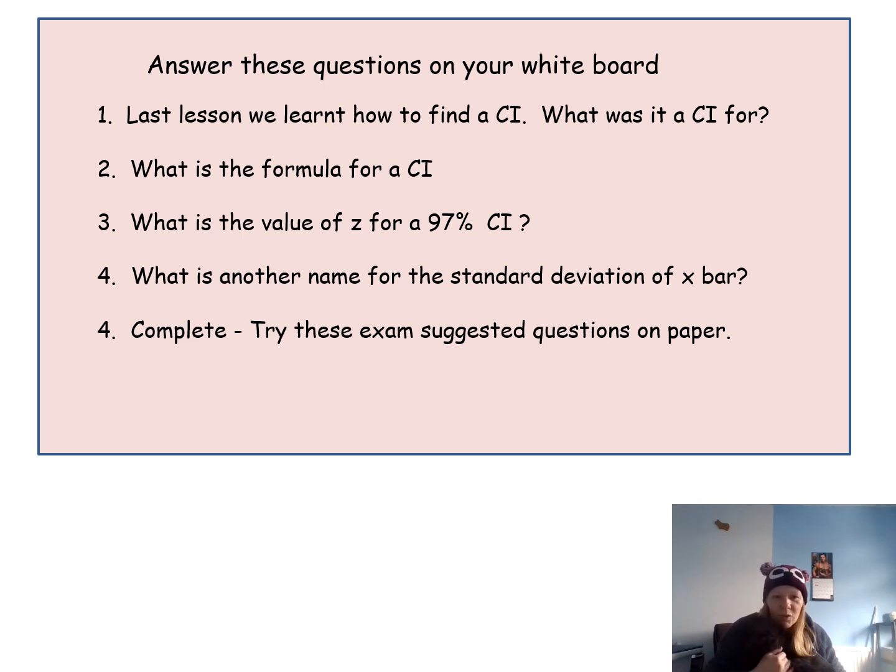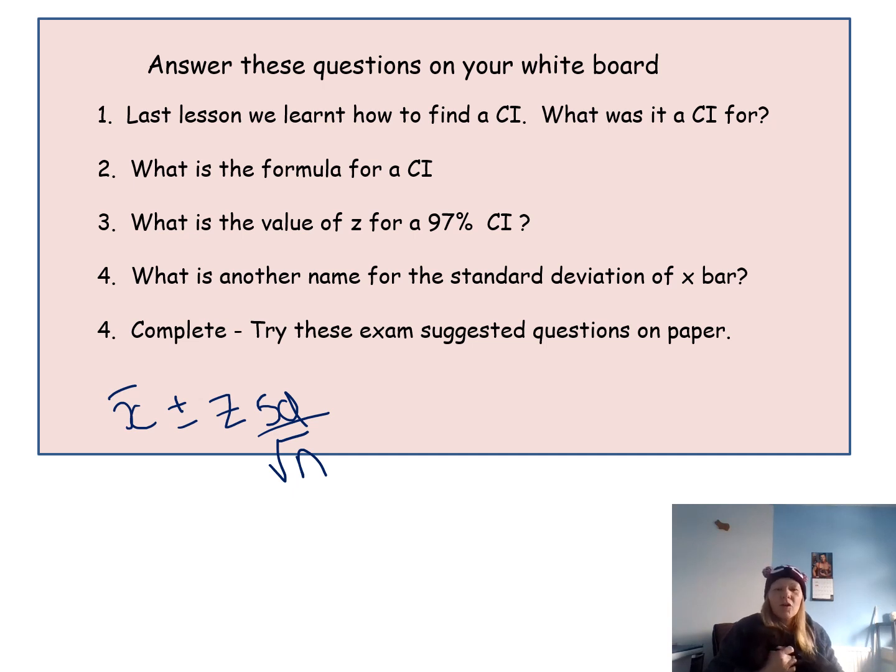Okay, next question. What is the formula for a confidence interval? Let's hope you remembered that one. If you didn't, or if you've written it down somewhere you want to check, here we go. It is x bar, which is the sample mean, plus minus z times the standard deviation, whether it's s or sigma, over root n.